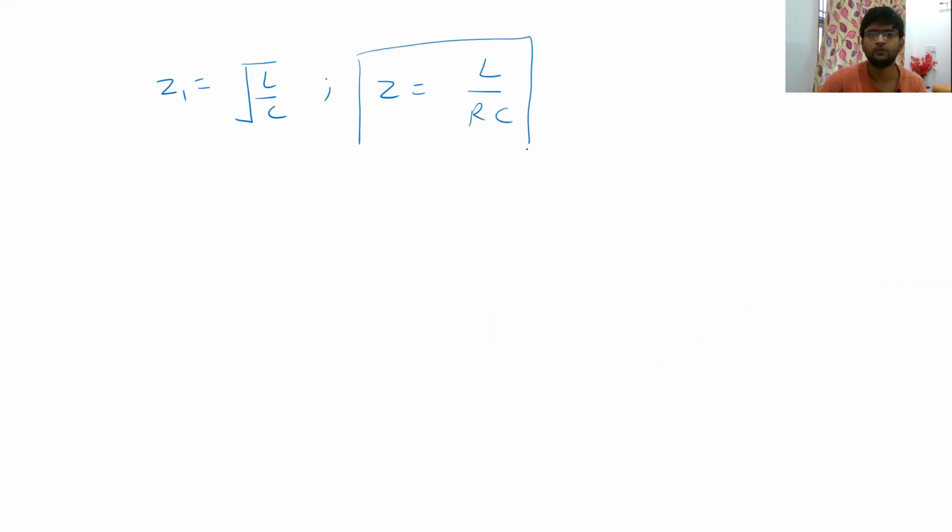So for a tank circuit, for a real tank circuit, the value of Z1 you find out to be under root L by C, and the value of Z you find out to be L upon RC. So these are the two values you should be remembering. And let us also consider the case of an ideal tank circuit.